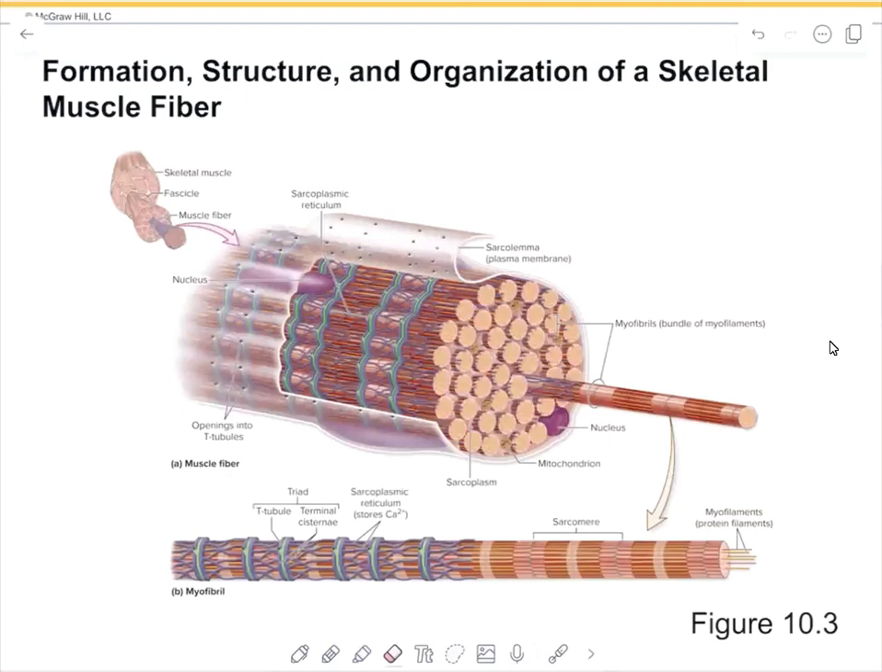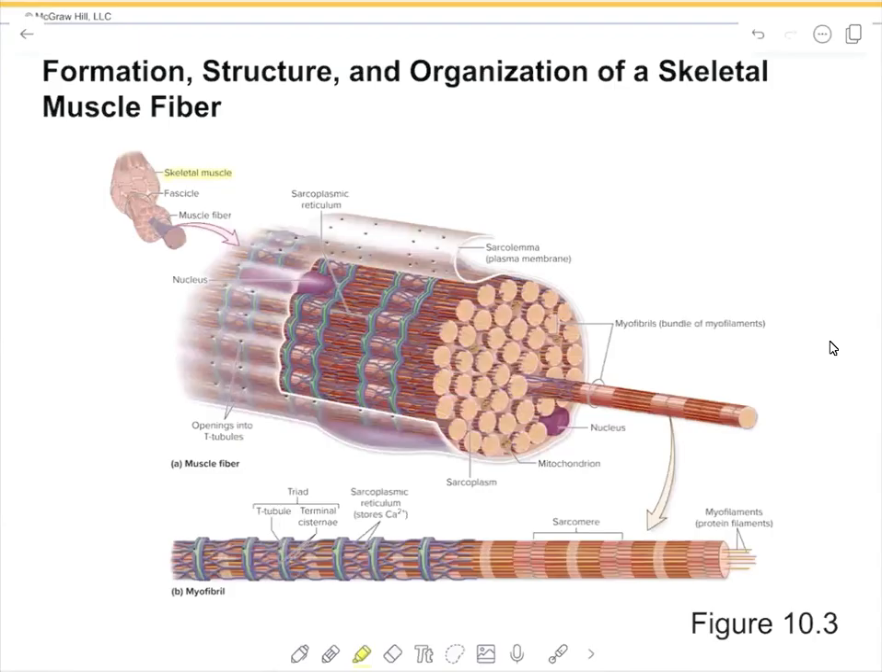This slide is showing the organization of a skeletal muscle fiber, and here we're going to start to zoom in on a skeletal muscle fiber. So we begin with the skeletal muscle itself, and attaching that skeletal muscle to a bone is a tendon. When we look at the membrane surrounding the entire skeletal muscle, remember that is an epimysium.